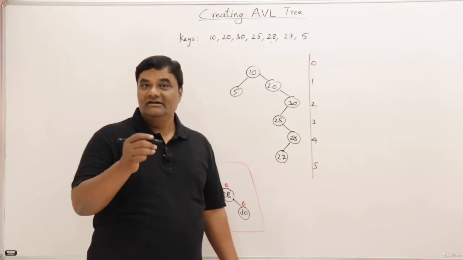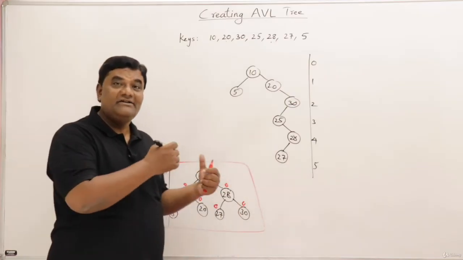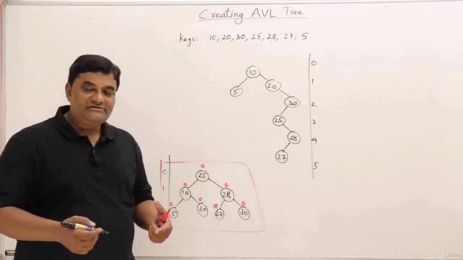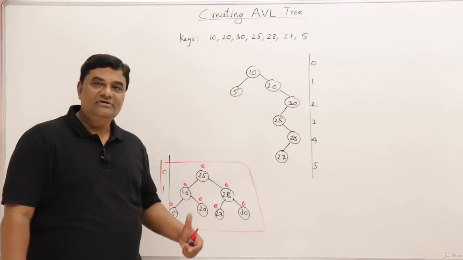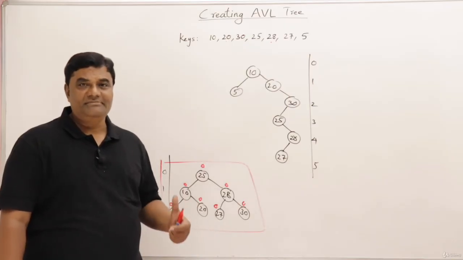That's why, if you're making a binary search tree, make it an AVL tree. Try to make it balanced so that the searching time is less. So an AVL tree is a perfect binary search tree.